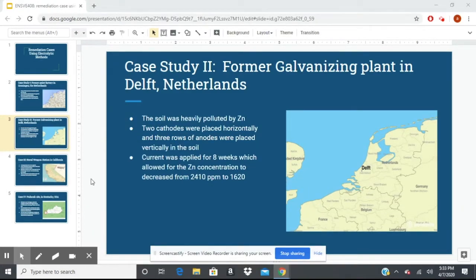In the Netherlands, as our second case study, the soil was heavily polluted by zinc. Two cathodes were positioned horizontally in the soil, and three rows of anodes were placed vertically. For 8 weeks straight, current was applied, which led to a decrease in zinc concentration from 2,400 parts per million to 1,620 parts per million. However, the main objective was to reduce the concentration down to 200 parts per million. It was inefficient because in order for the electrolytic method to work, the metal ions had to be mobile. High buffering capacity of the soil made the zinc ions immobile, and as a result, the process was not as efficient.